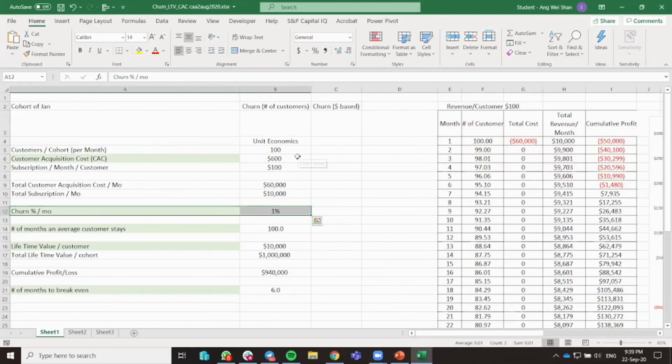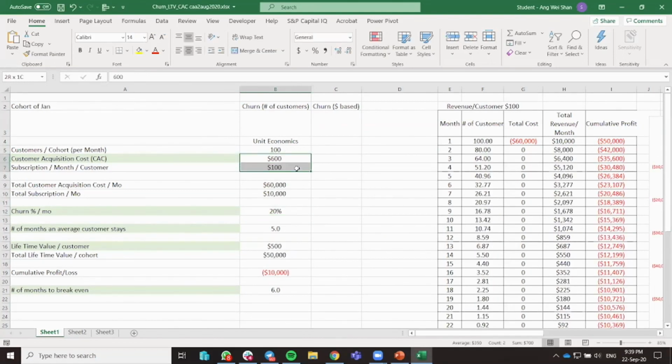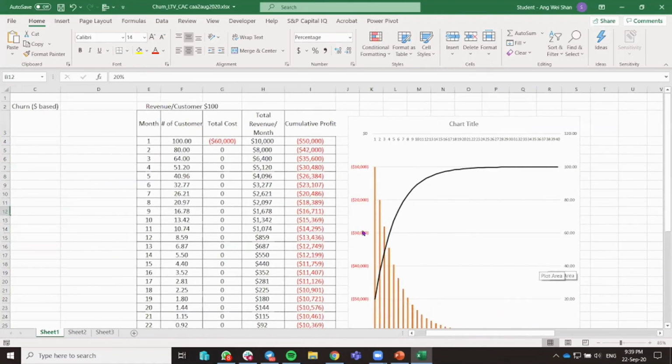Okay, so number one, I've shown you guys, right? If I have a churn rate, if all the numbers stay the same, can you see this is a customer acquisition cost of $600, and per customer they're paying $100 per month, right? So if the churn is 20%, can you see, based on the unit economic basis, let me repeat again, it means how is each cohort even able to hit profitability, right? So if we have a churn of 20%, we will never ever hit profitability on each cohort.